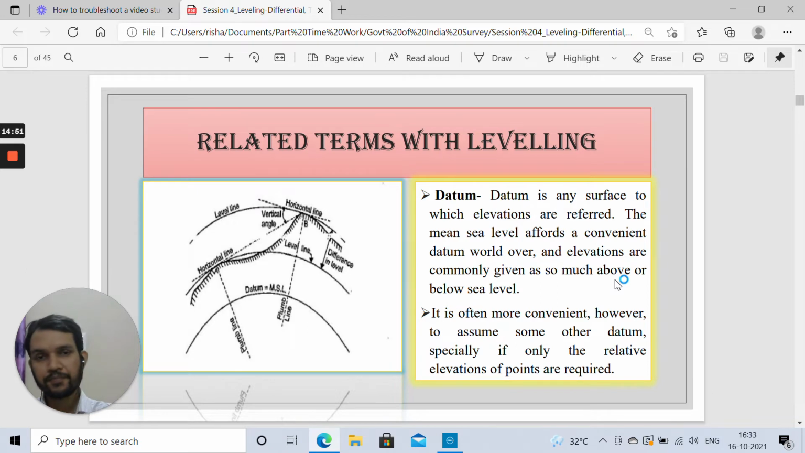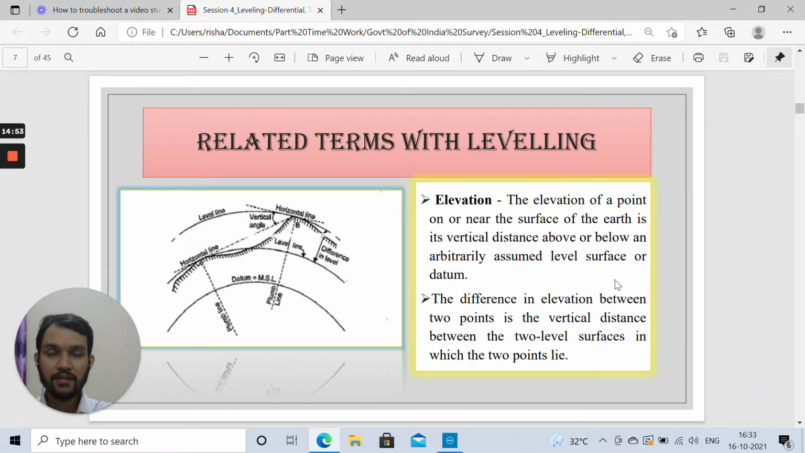Okay. Next in this series comes elevation. What is elevation? Elevation is the difference in height with reference to that datum point. Okay, so the elevation of a point on or near the surface of the Earth is the vertical distance above or below an arbitrarily assumed level surface or datum.